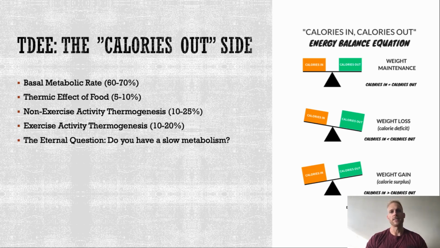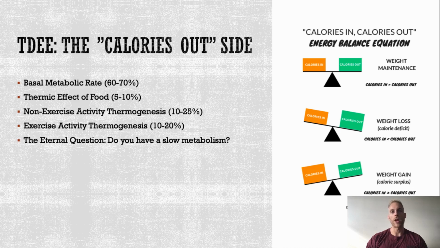And last but not least is your EAT, your exercise activity thermogenesis. This is around 10 to 20% of your total daily energy expenditure. You can ramp it up by doing significantly more structured exercise. So things like cardiovascular training, resistance training, those would fall under the exercise activity thermogenesis.